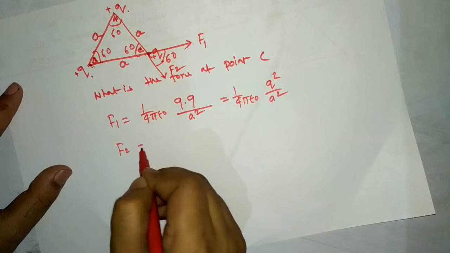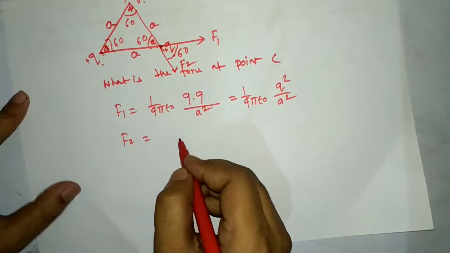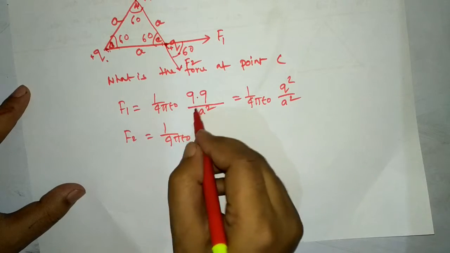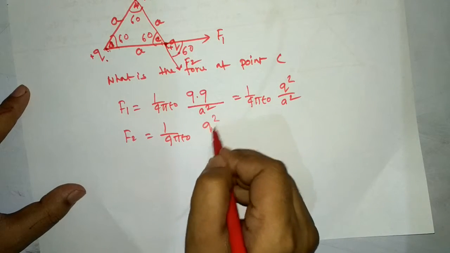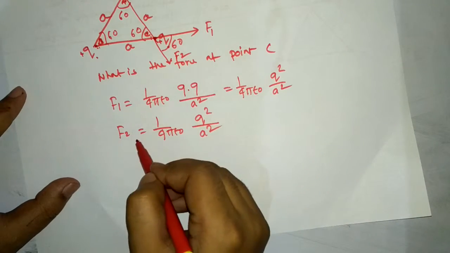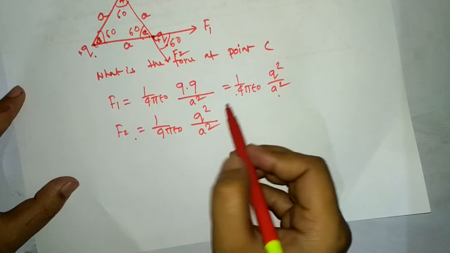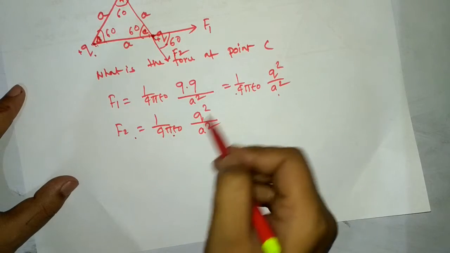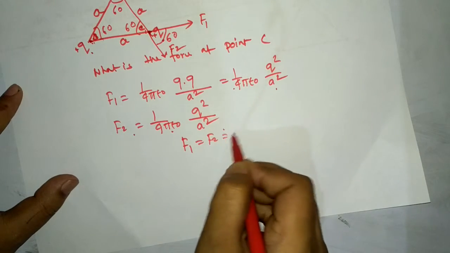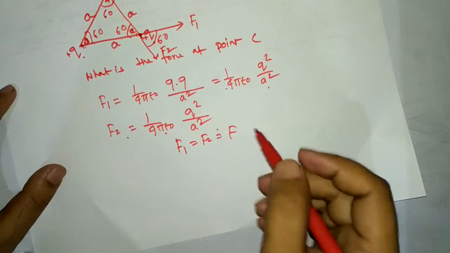Similarly, what will be F2? F2 is this force, due to this charge. The force will be 1 by 4 pi epsilon naught Q into Q, so Q square by distance A square. So here F1 equals F2, because both equations are 1 by 4 pi epsilon naught Q square by A square. So we can write F1 equals F2 equals F.